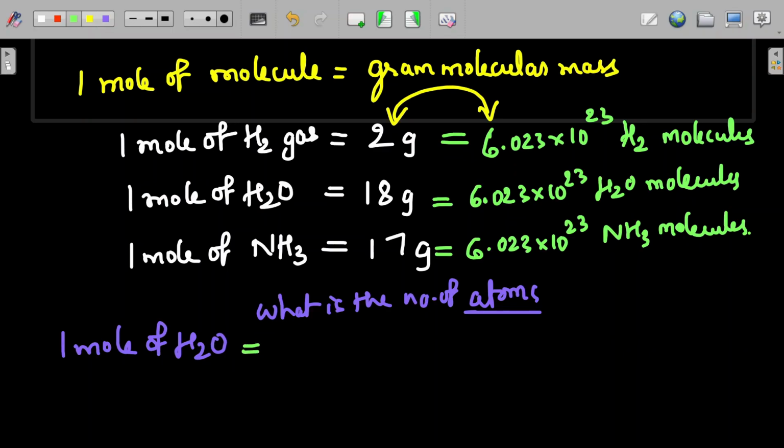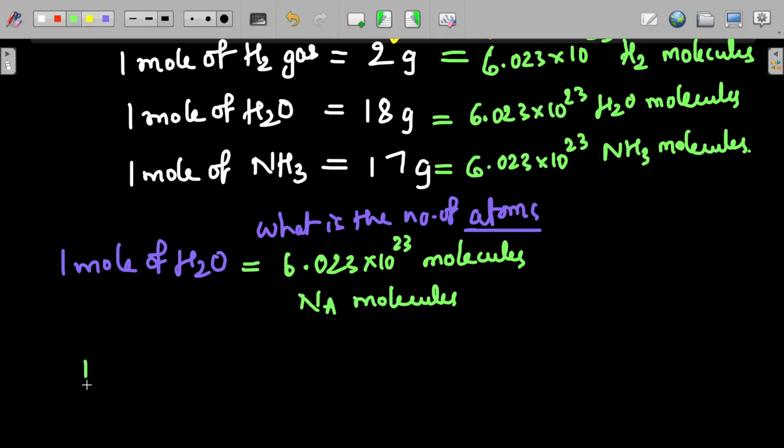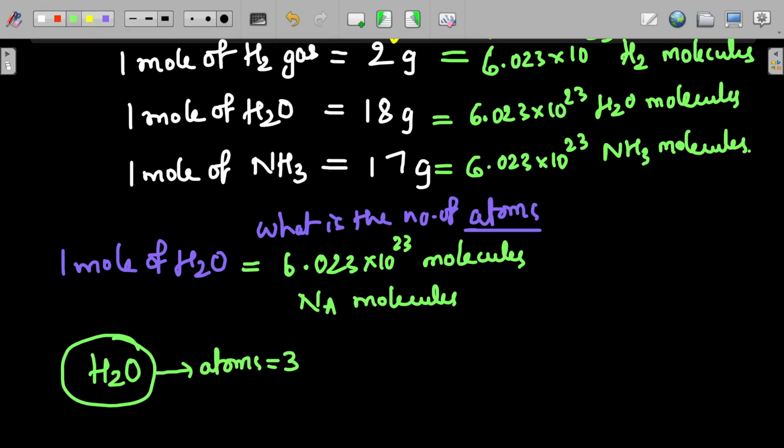1 mole of water, numerically you know how many molecules of water there are. That will be 6.023 into 10 to the power of 23 molecules. Correct? Now what do you do? Just keep it as N number of molecules, or Na number of molecules. Now in one water molecule, how many atoms are there? One water molecule, three atoms. In H2O, there are two hydrogen and one oxygen. Total number of atoms in one molecule of water.